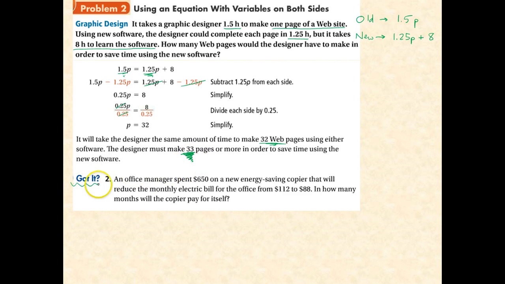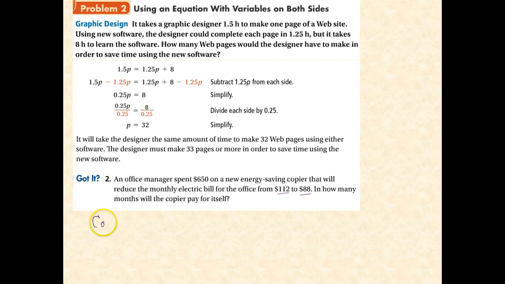So why don't you pause it and see if you got it. The office manager spent $650 on a new energy-saving copier that will reduce the monthly electric bill from $112 to $88. In how many months will the copier pay for itself?